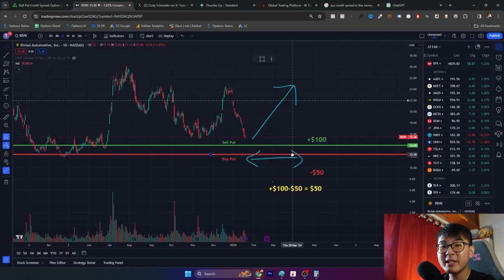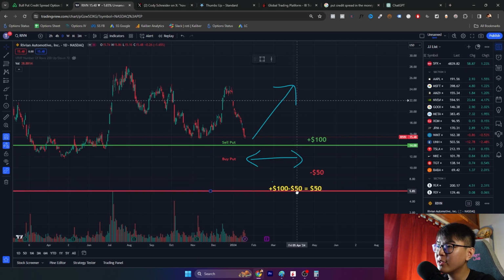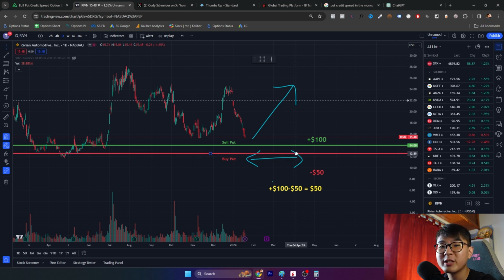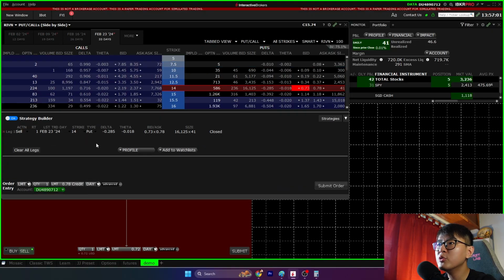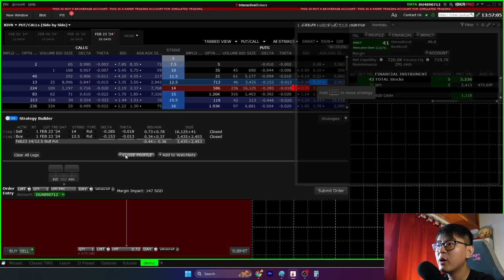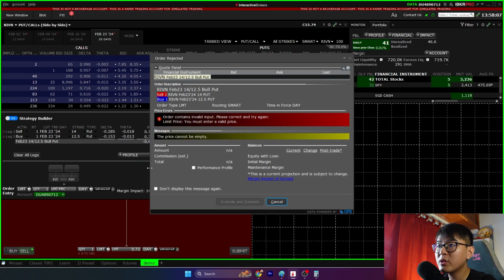If there's one thing I can emphasize about bull put spreads, make sure your width isn't too much. I'll really encourage beginners to keep the legs of your bull put spreads as close as possible, because that gives you the maximum protection. In this case, let me change it back to a long put at $12.50, and I'll click profile over here, click submit order, and you'll see the total amount that you'll collect.